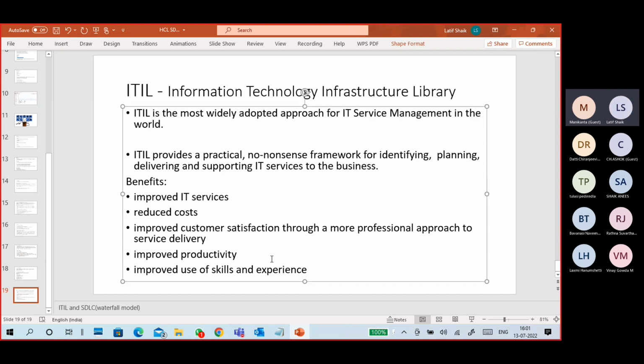So the benefits of ITIL: it improves IT services. We can give better services and reduce the cost. Unnecessary cost will be reduced, because you have to go through proper planning. The unnecessary cost on the business will be reduced.